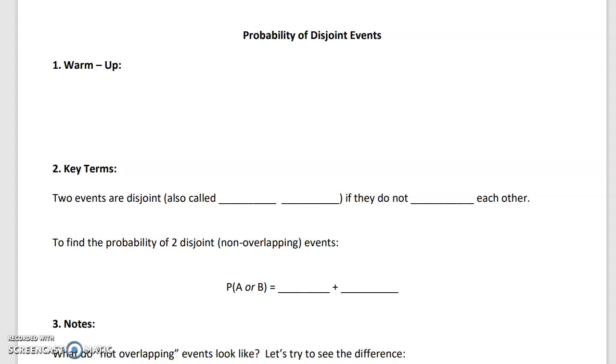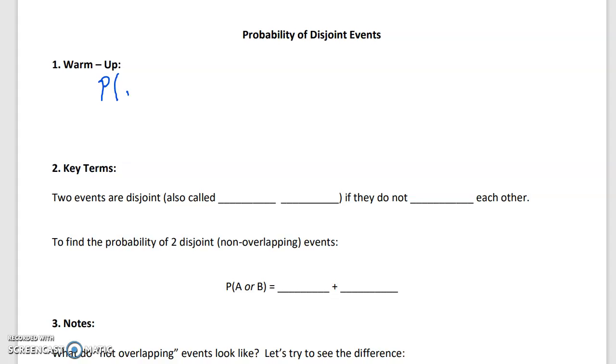In this video, we're going to take a look at the probability of disjoint events. I'm going to define that in a second, but first let's look at a warm-up. So let's say we are rolling 2 dice, and we want to find the probability of, let's say, rolling a number that ends in a 1, or has a ones digit of 1.